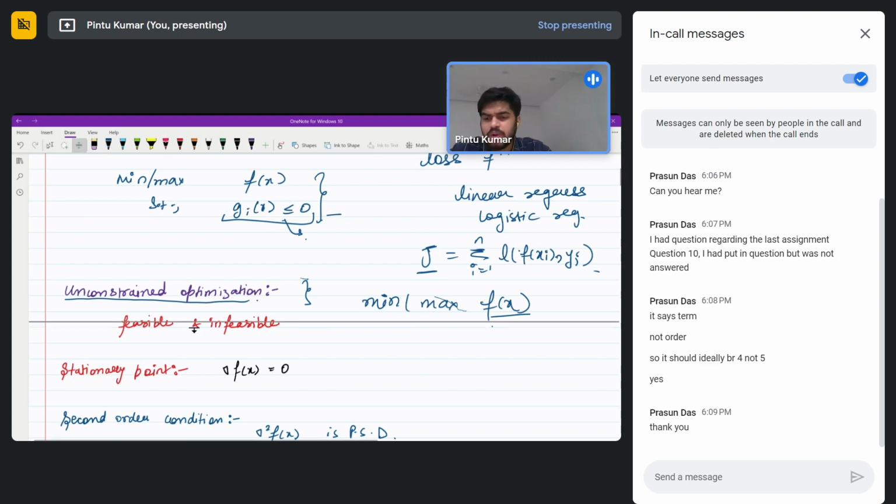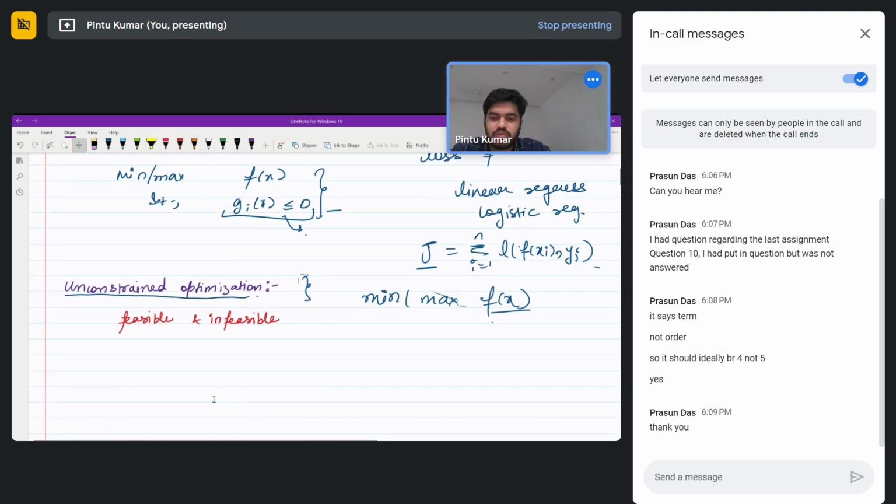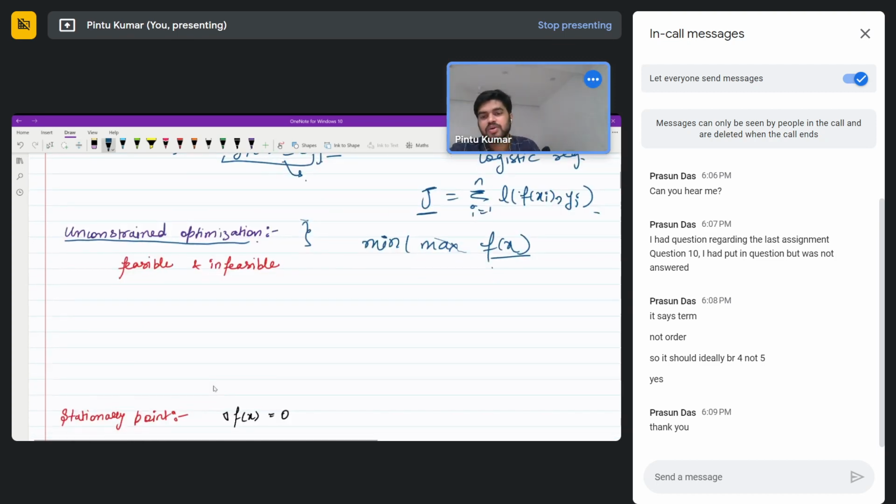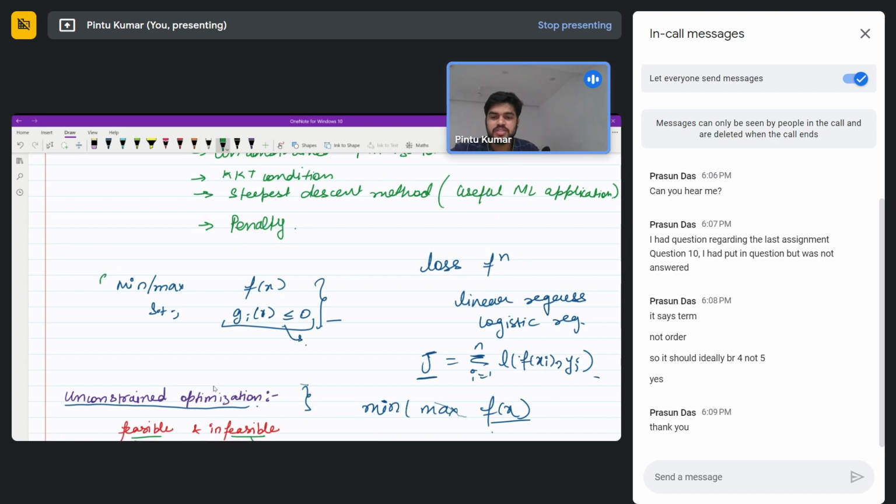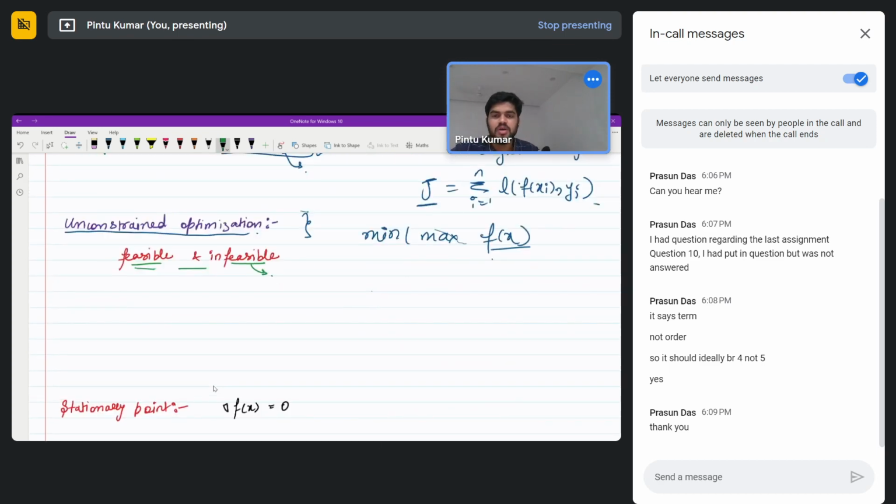So I'll try to relate this concept with whatever you have learned in class 12. What is a feasible or infeasible solution? This is not very relevant for unconstrained optimization, but let's call this P1, program 1. For P1, you have some gi of x less than or equal to 0. These are known as constraints, right?